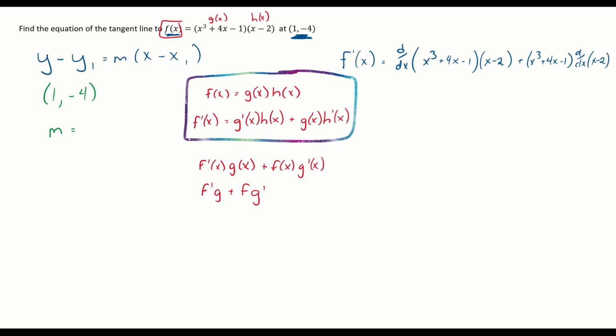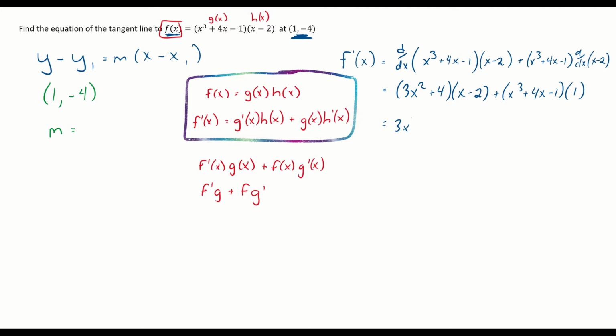And I put that d dx there, so that now we go through and we take the derivative of it. And this is now just a string of power rules. So it's 3x squared plus 4, the negative 1 goes to 0, times x minus 2 plus x cubed plus 4x minus 1. Take the derivative of x minus 2, and that's just 1. So now we can go through and we can FOIL this.